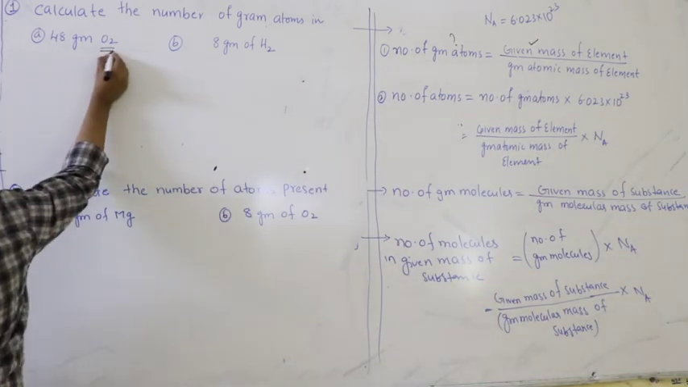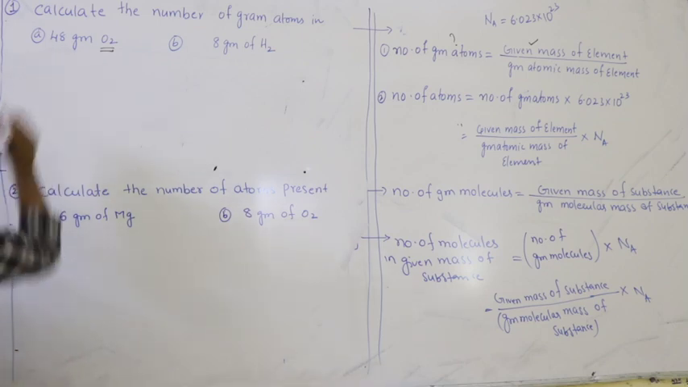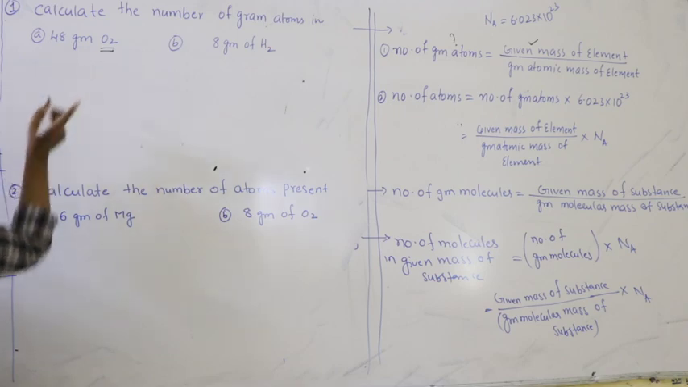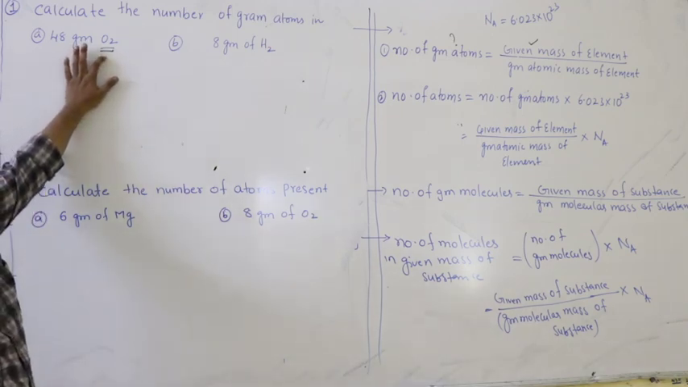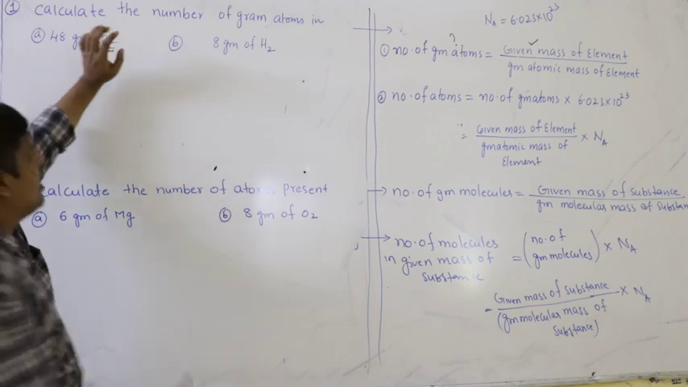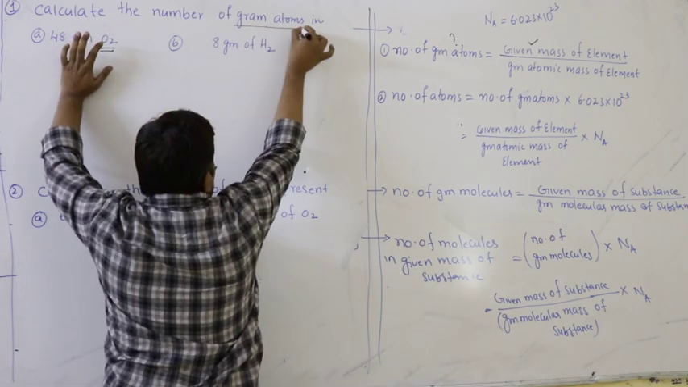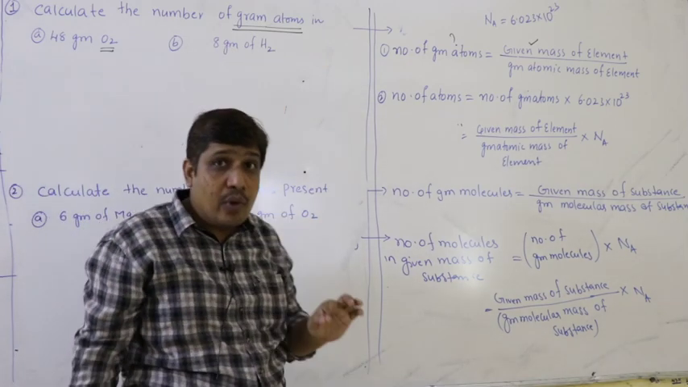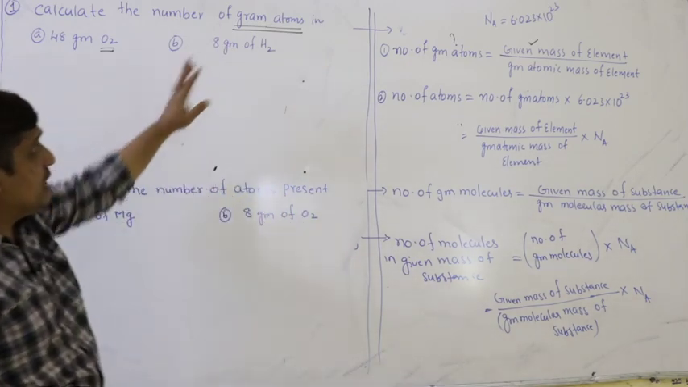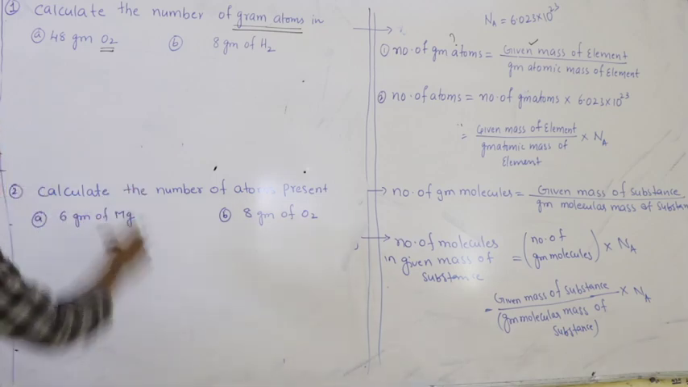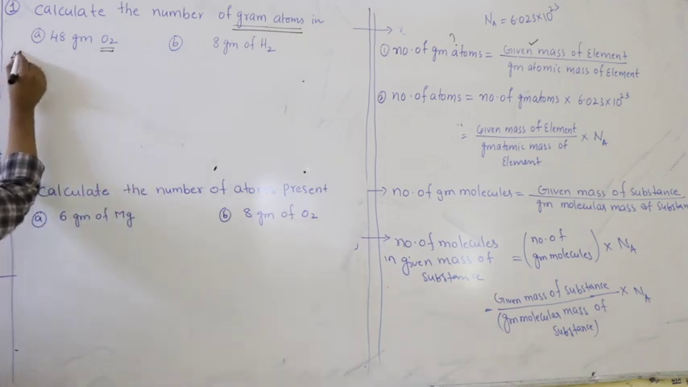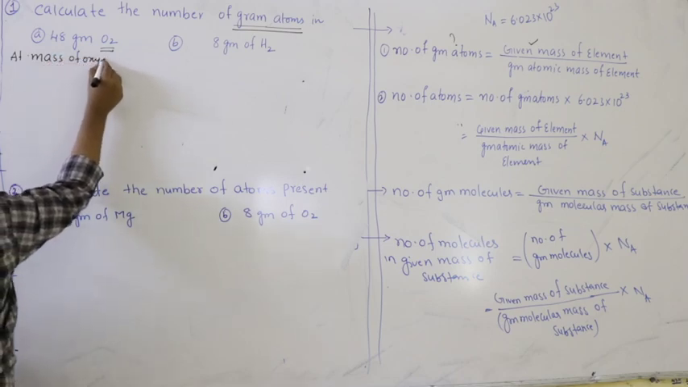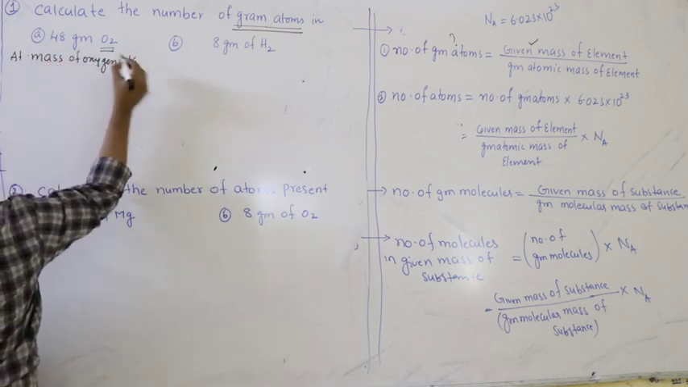So here oxygen, given mass is 48 grams. What is the gram atomic mass? Here we require atoms, gram atoms, so we have to take atomic weight. If it is gram molecule, then you have to take molecular weight. We have to find atoms, therefore I am taking atomic mass. What is the atomic mass of oxygen? Atomic mass of oxygen is 16 AMU.